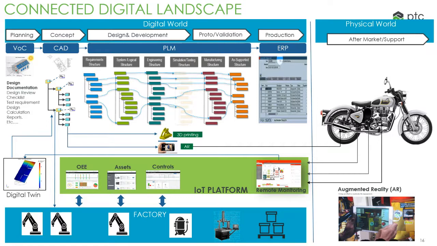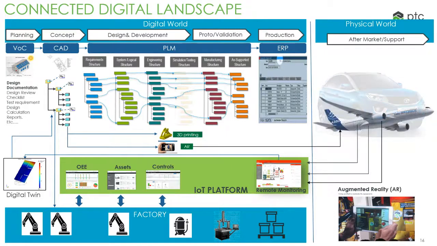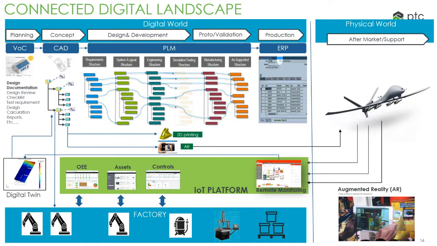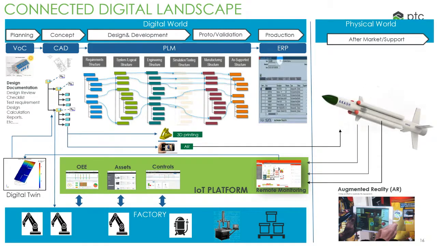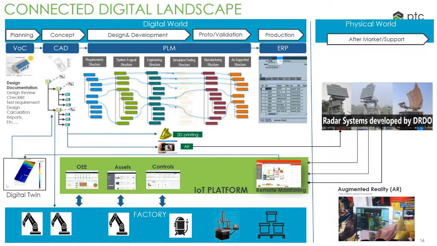Now, on the right side, the physical world, the industry can be anything. It can be a two-wheeler, four-wheeler, aeroplane industry, marine industry, defense industry, ground combat vehicles, any industry you talk about. They follow the same landscape. So it is very important for students to understand these processes.